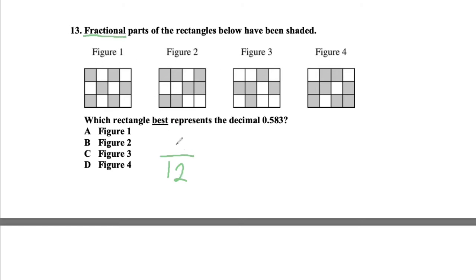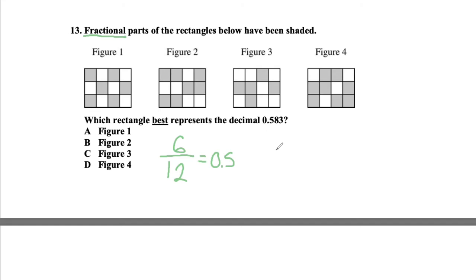And for the top number, the numerator, we're going to count the number of shaded squares. So for figure 1, we have 1, 2, 3, 4, 5, 6. So 6 out of 12 are shaded, which is equivalent to 0.5. That is not the same as 0.583.